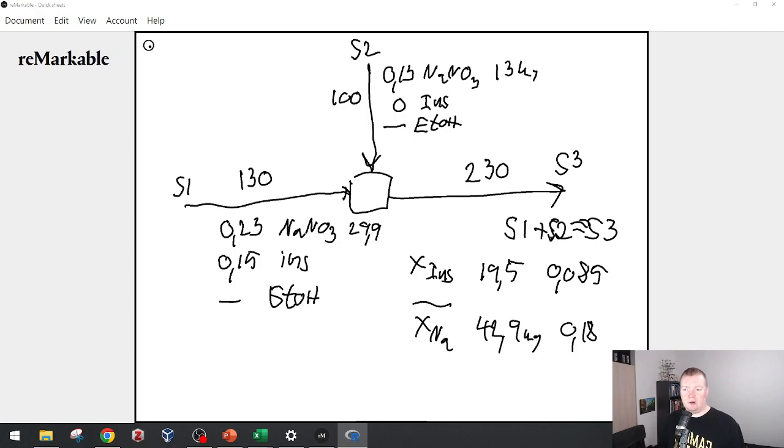At this point, we know all of the masses and we know all of the compositions and everything is fine. I haven't calculated the water for all of them, but that's basically just taking, let's do it for the final stream, 1 minus the 0.085 minus the 0.18. So that means for the water over here, I would have a percentage of water of 0.735.